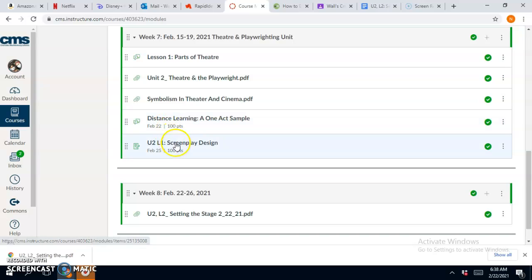Now, I did give you a document, but as you can see, that document is nowhere near due. It has a due date for February 25th. That's because this week we are going to be designing a stage for the one act Distance Learning. All right, let's click these notes.